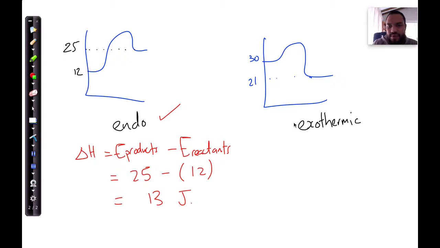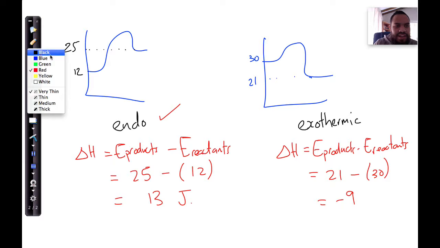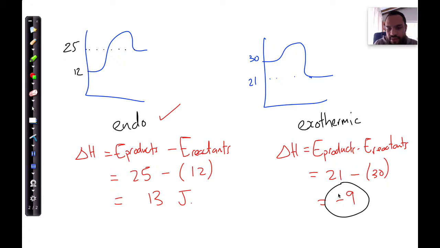On the other side, if I ask you to calculate delta H, you tell me delta H is equal to the energy of the products minus the energy of the reactants. You can then tell me the energy of the products is 21, because this side is the products, minus 30. Therefore I get an answer of negative 9. Because the value of delta H was negative, I can conclude that this reaction is exothermic.